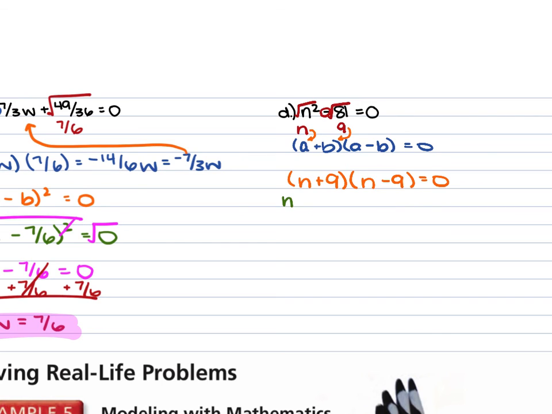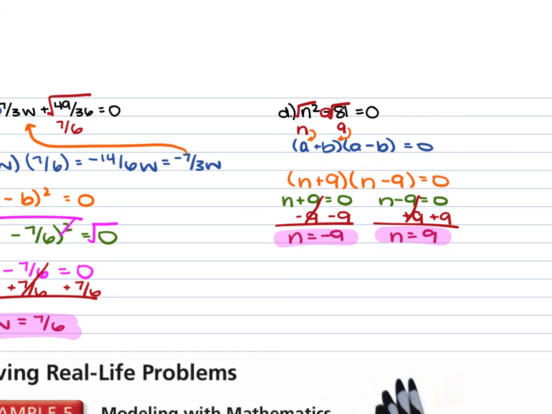From here, n plus 9 is equal to 0, n minus 9 is equal to 0. So we just set each part equal to 0. We're going to move the 9 over. We get that n is equal to negative 9. We move this 9 over. We get that n is equal to positive 9. So you have 2 solutions for this one, one that's negative 9, one that's positive 9.